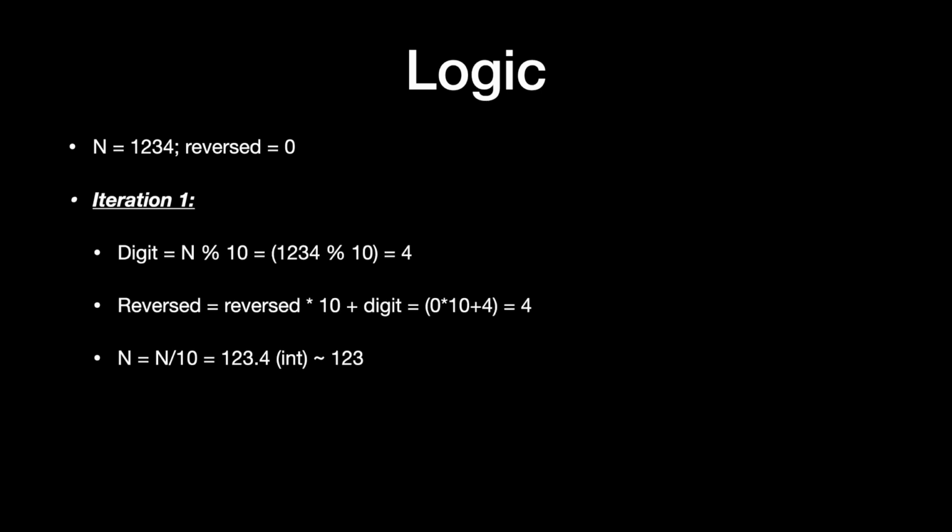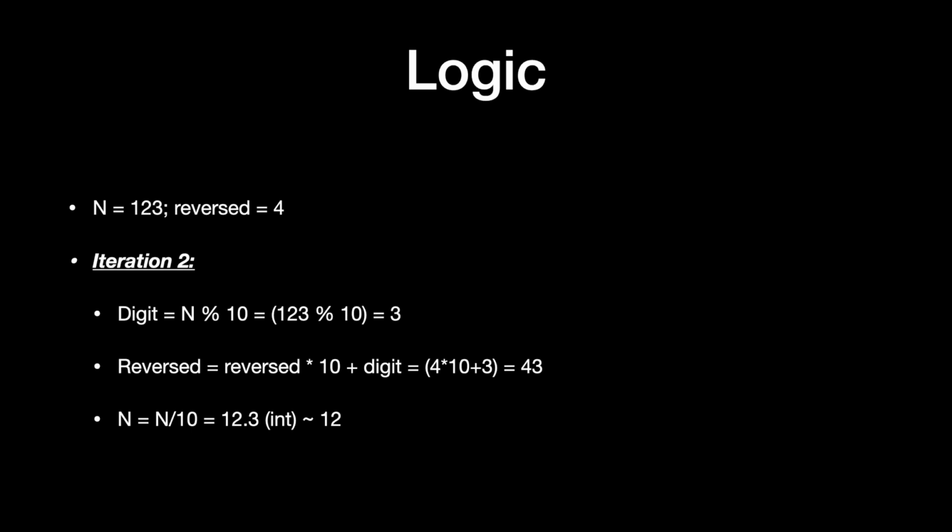So for example, here as the reverse value is 4, so that will be used here. And now again digit, here again we'll use the same procedure. Here 123 modulo 10, that's 3. And we input in the equation, we get 43. As you can see here, the pattern is working. 4 times 10 plus 3, we're getting 43.